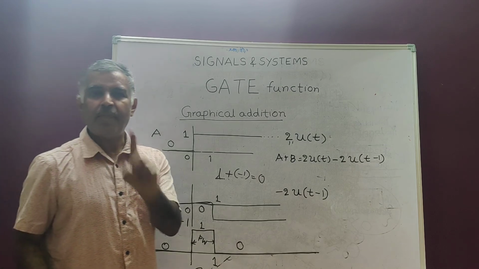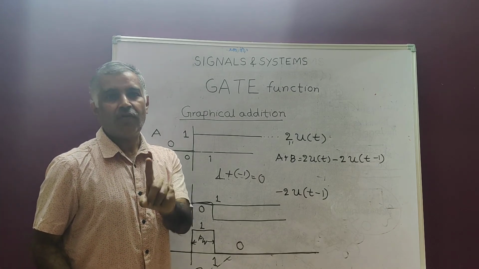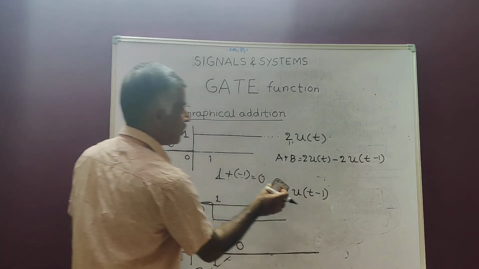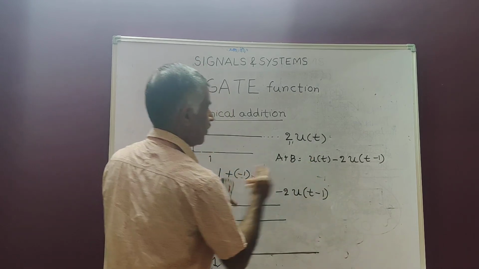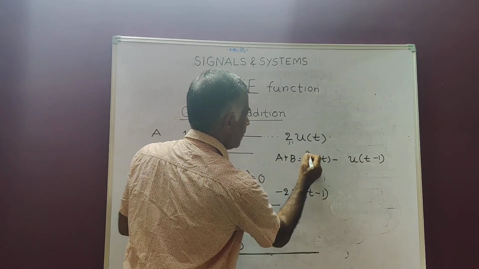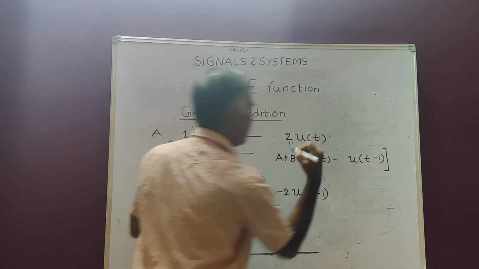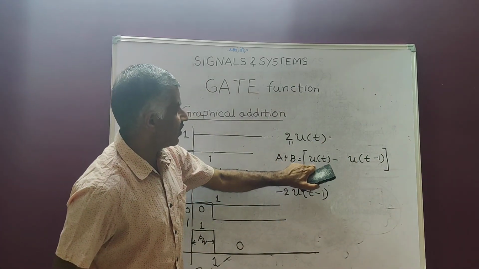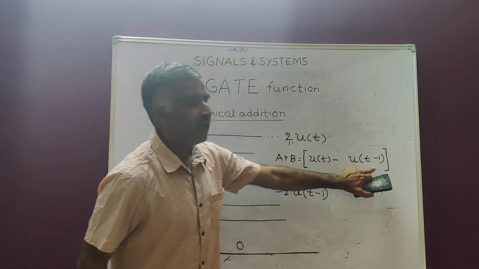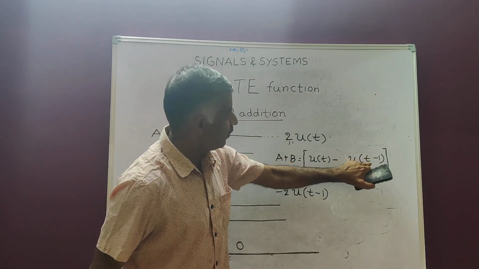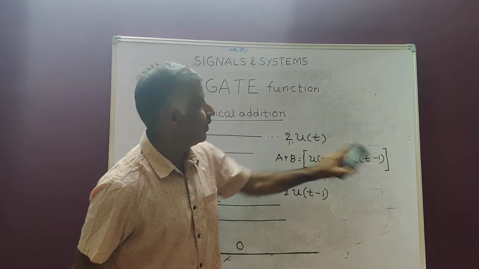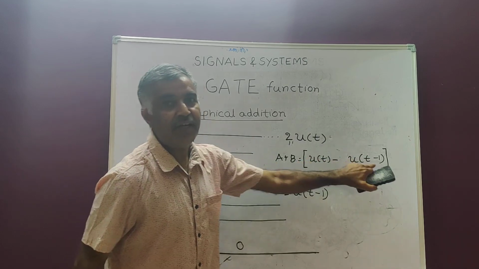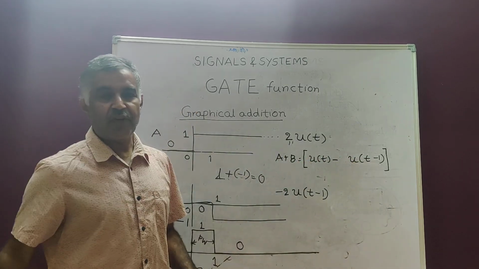You have to remember very well the structure of the gate function. This is the structure of the gate function. This is one step function, and this is another step function. But strictly speaking, this is a shifted step function, and their difference makes a gate function.